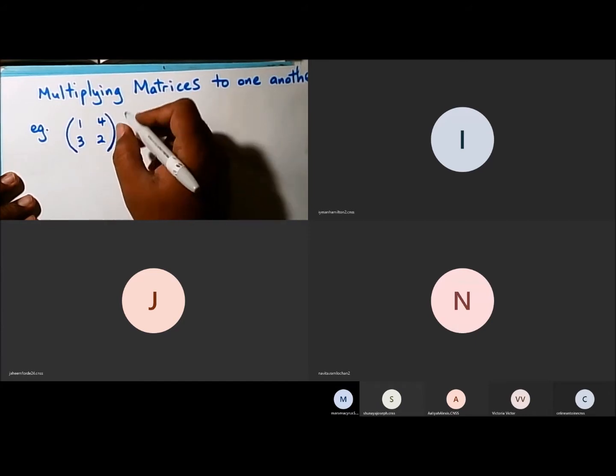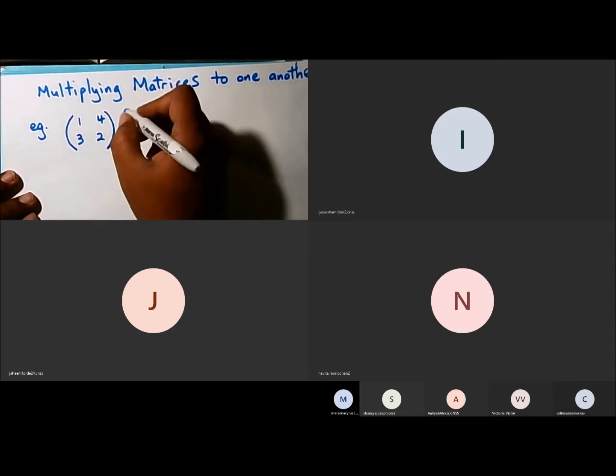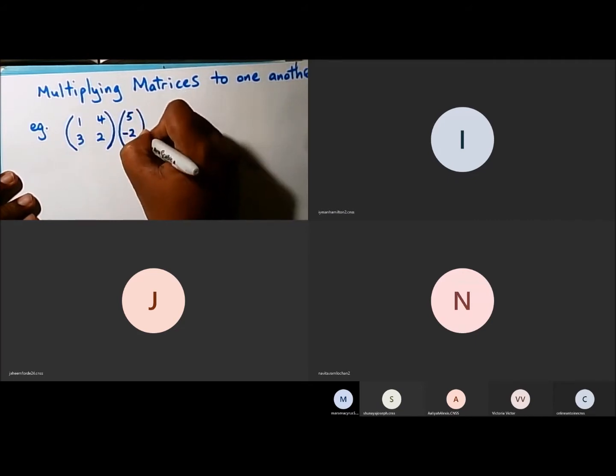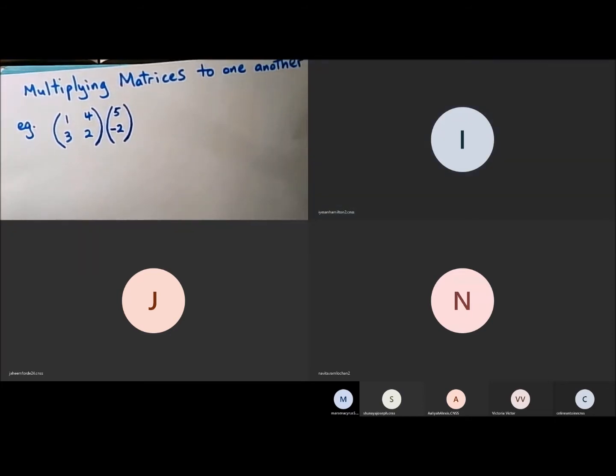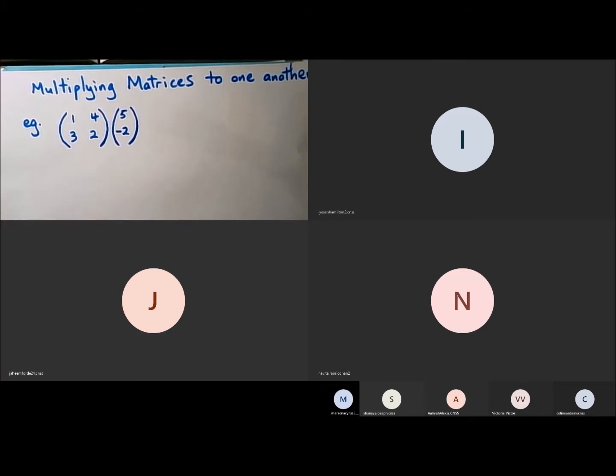And I'm going to multiply it, but I'm not writing the multiply sign. I'm just going to write the brackets next to it here. I'm going to multiply it to, say, another matrix like 5, and I'm going to use a negative number like minus 2. Okay, so now we have to multiply two matrices. You realize this here is not like what we were doing before, which was called scalar multiplication.